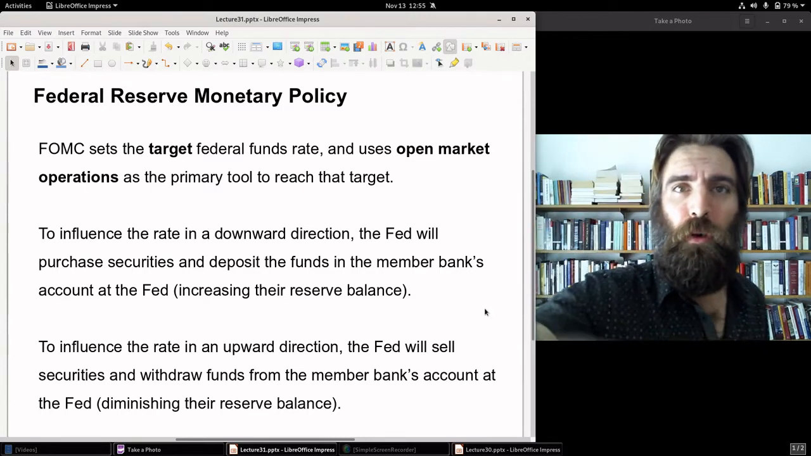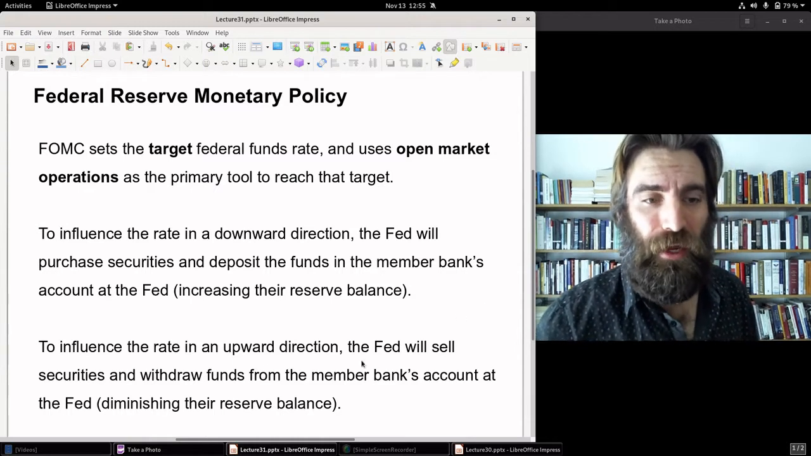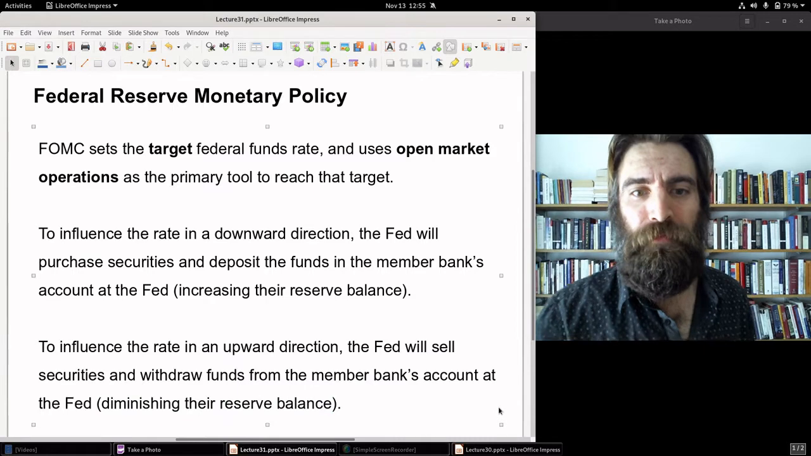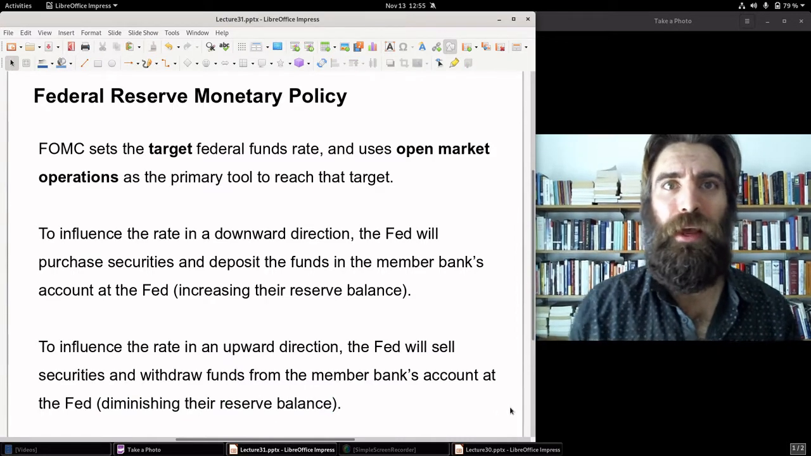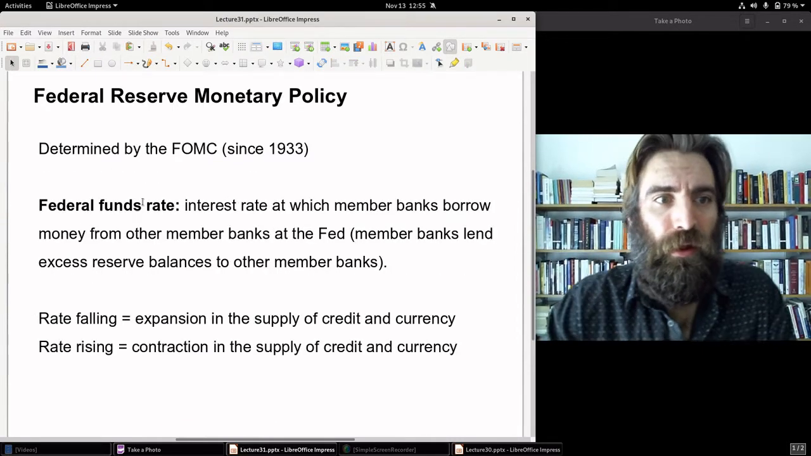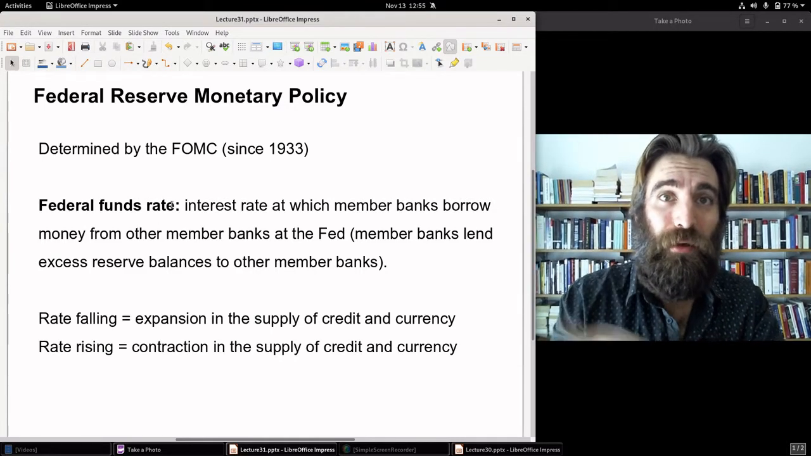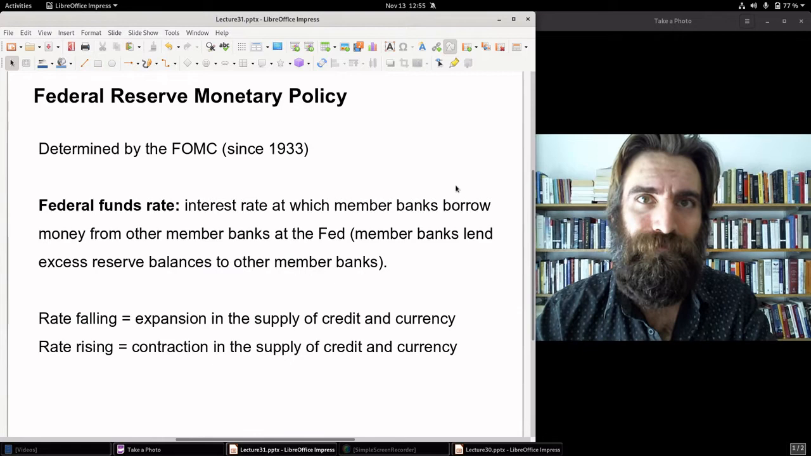Withdrawing funds from the member bank's account will diminish their reserve balance at the Fed, and thus will make the federal funds rate, the effective rate, go up because there's less money available to lend to other banks at the Fed.